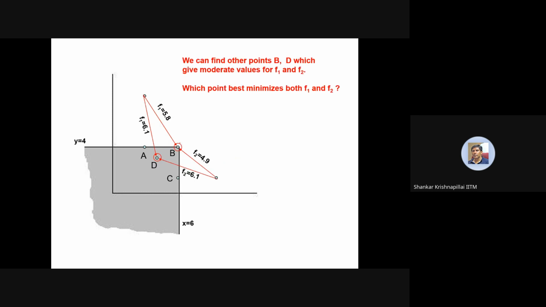So you can pick many other points here: B, D, etc. If you take the point B, the value of f1 is 5.8 and the value of f2 is 4.9. If you take a point D, it is equidistant from f1 and f2, 6.1 and 6.1. So which of these points is closer to both f1 and f2 at the same time? That is the main challenge of multi-objective optimization. You have to find a point X which is close to both f1 and f2.